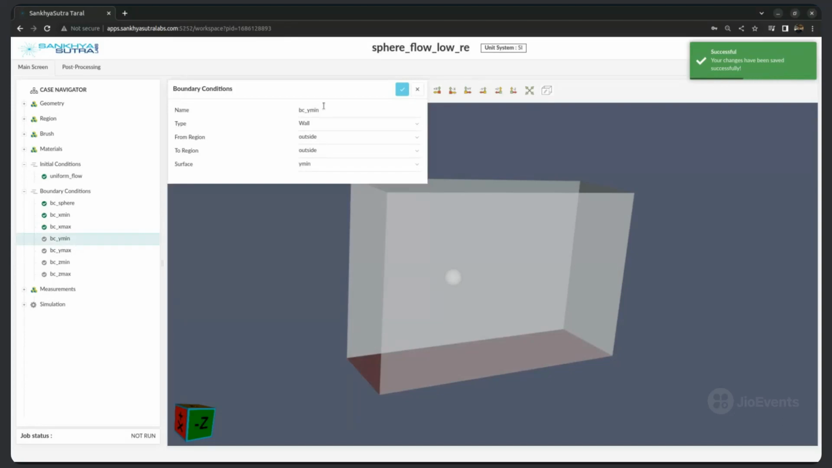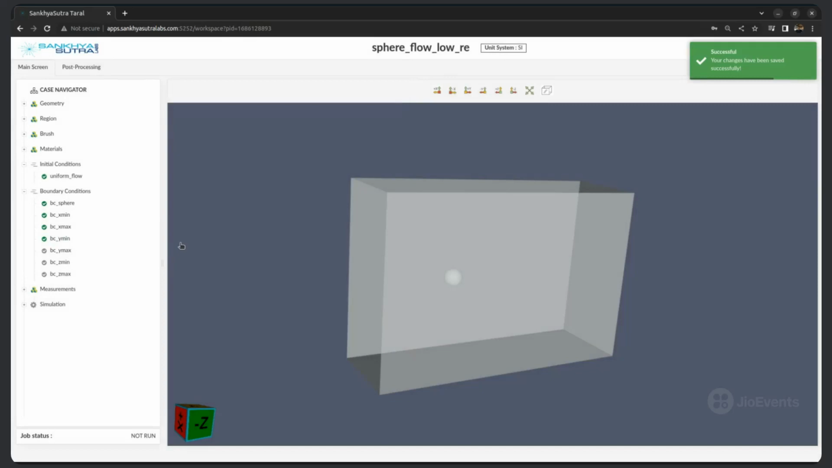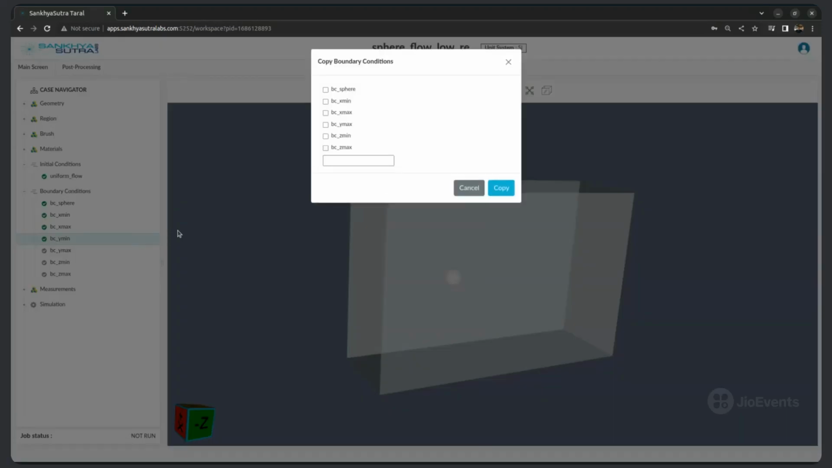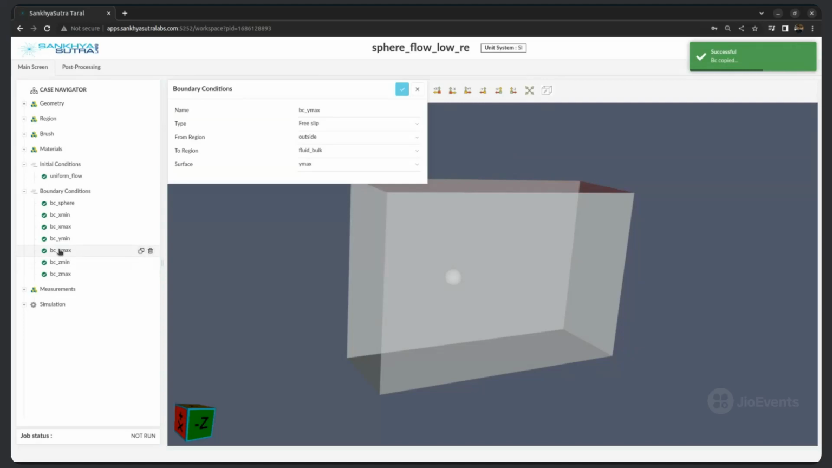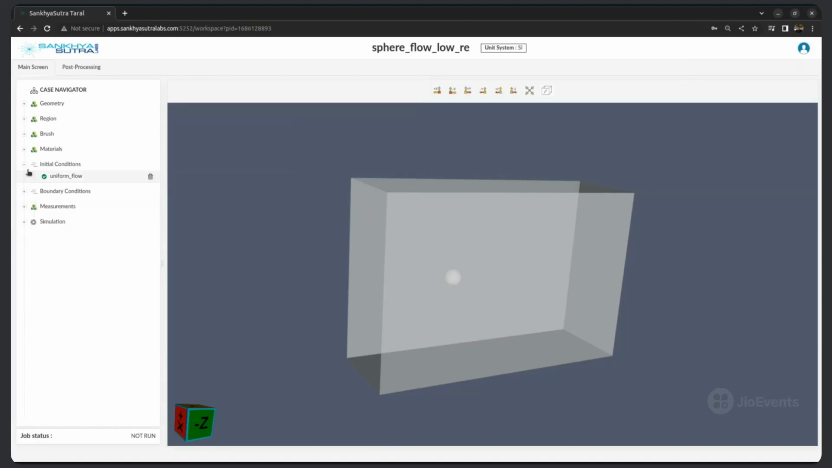Now I want to apply the free slip condition to the rest of the walls, let's say. So I'll select free slip for the first one and I'll set it up. It's for Ymin. And to make it easier for users, what we've given is the copy boundary condition functionality. So if you click on this copy button for the boundary condition that you want to copy, you can select the other boundary conditions to which you want to copy this condition. So you see automatically the other three also got populated with the correct surface as well. So now you set up your boundary and initial conditions.